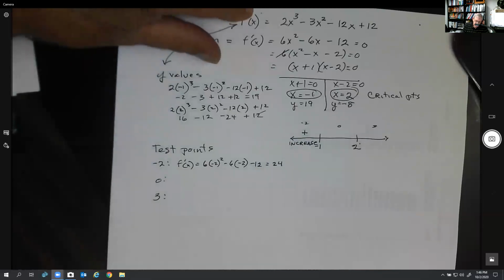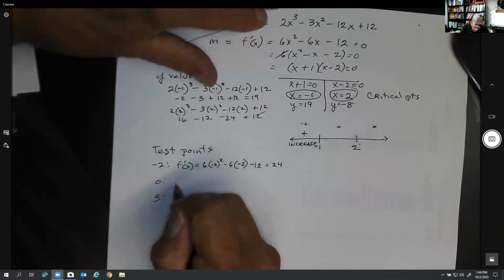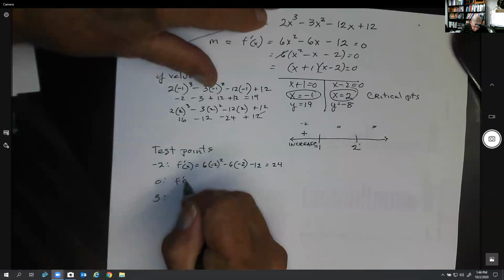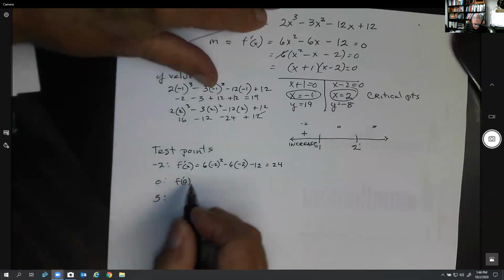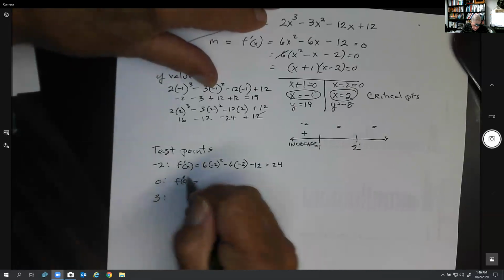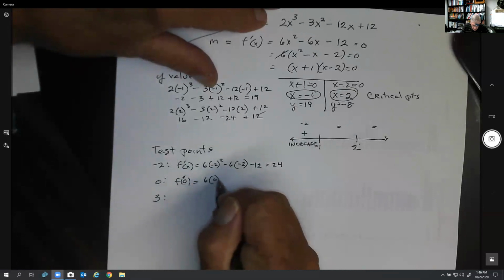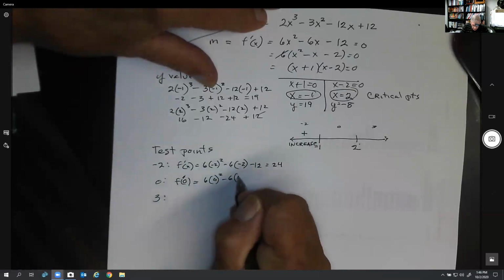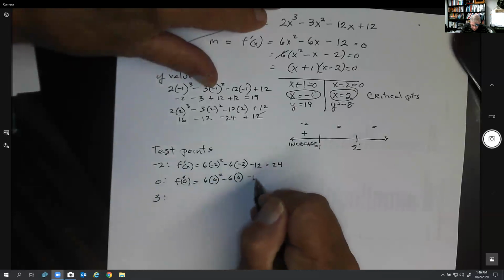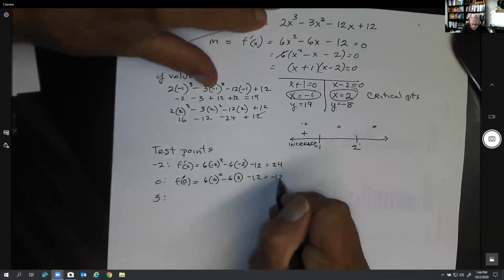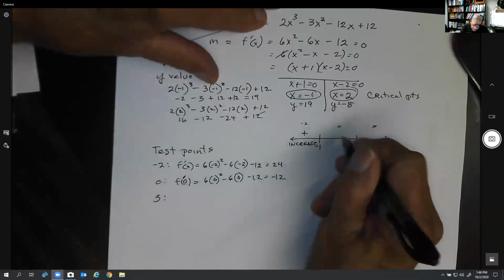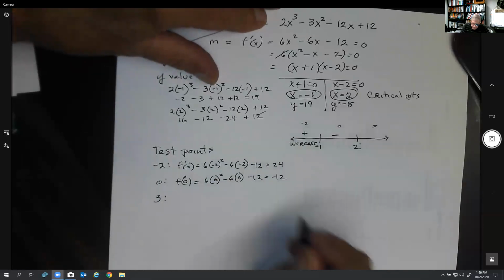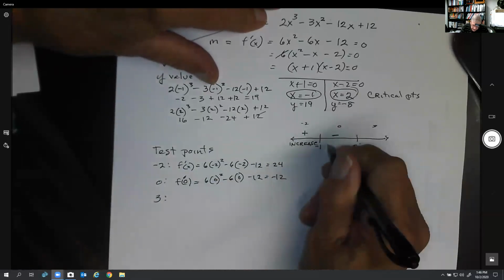There's an increase. Now I'm going to put a 0 in here, see what happens. Replacing this x with a 0, but I'm doing the first derivative. So 6 times 0 squared minus 6 times 0, that should be zero, minus 12 equals -12. So we see that this is a negative, and that means it's decreasing.